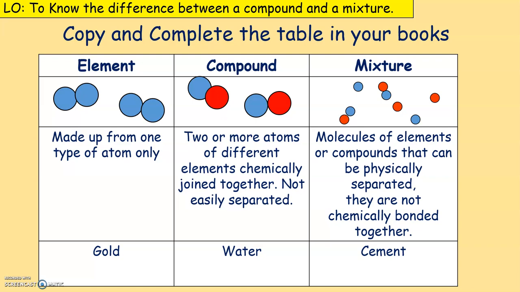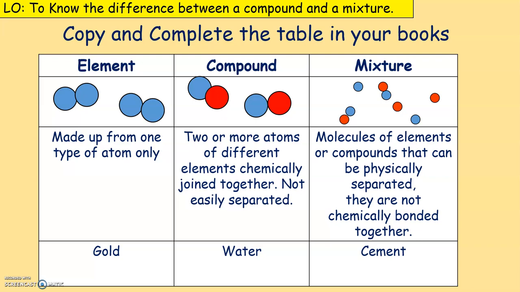Okay? Again, elements are made up of one type of atom only. An example is gold. Compound, okay? Two or more atoms of different elements chemically joined together, not easily separated. For example, water. And then molecules or compounds that can be physically separated, but they are not chemically bonded. Well, sorry, mixture is what we're talking about here, not molecules, okay? Remember, molecules can be compounds and can be elements as well, okay?